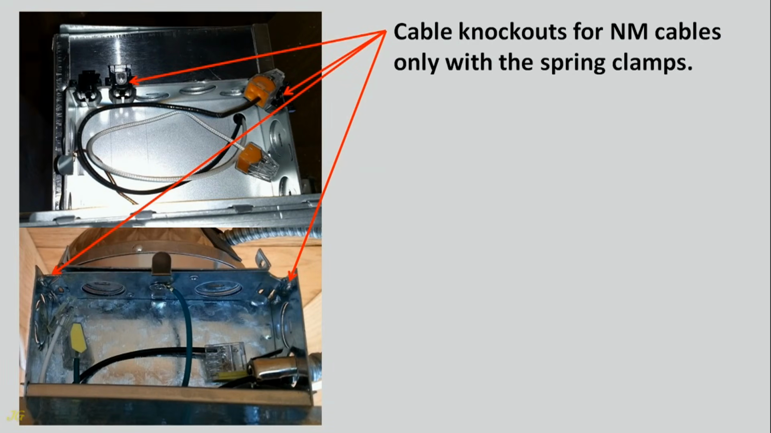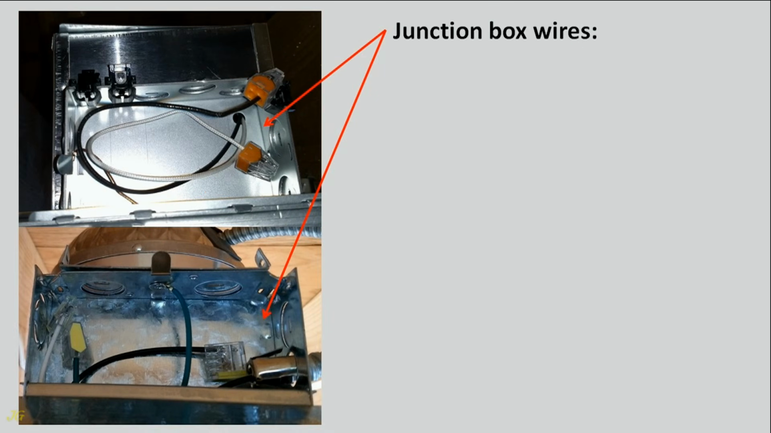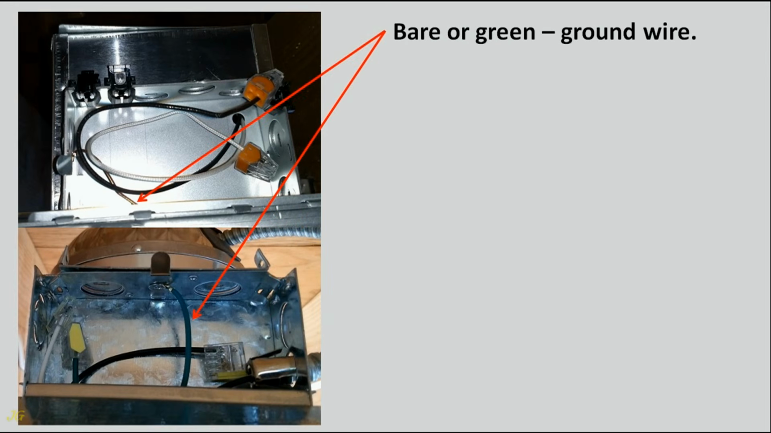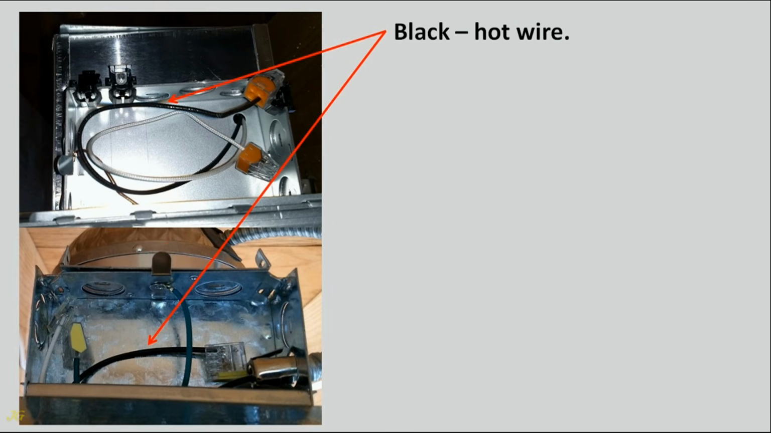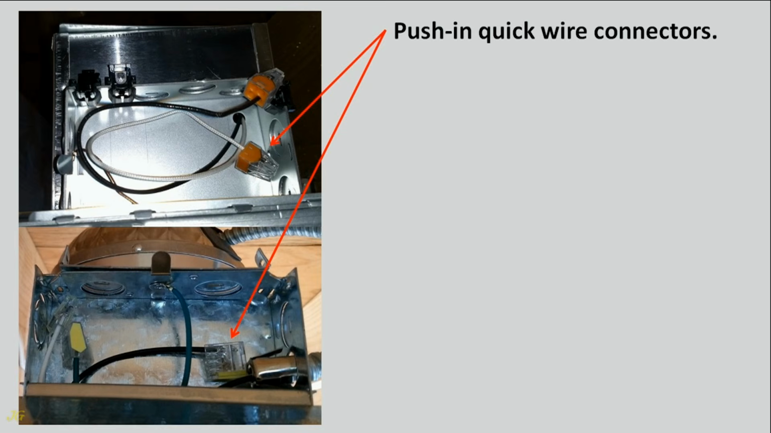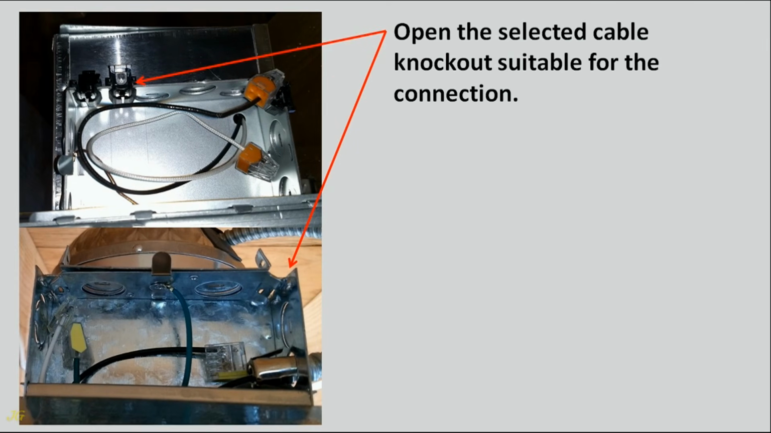Cable knockouts for NM cables only with the spring clamps. Cable knockouts, round, suitable for all types of cables and conduits. Junction box wires. Bare or green, ground wire. White, neutral wire. Black, hot wire. Push-in quick wire connectors. To connect the recessed light fixture housing, open the selected cable knockout suitable for the connection.